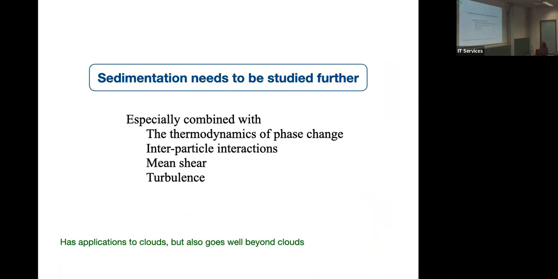So that's basically all I wanted to say today. The moral is that sedimentation needs to be studied further. These are two initial studies in these two directions. And already we see that there's a lot of rich behavior in this. Even in the linear limit, there are things which can be looked into further. Whenever you take sedimentation and combine it with the thermodynamics of phase change, interparticle interactions, mean shear, and of course turbulence, you're going to get new physics out of this. It need not just be sedimentation. It could also be particles going along in a gravity wave and how they interact. It could be a variety of such things. While all of this we talked about has applications to clouds, it can have very important applications in industry and in so many other geophysical situations. So thanks for your attention.